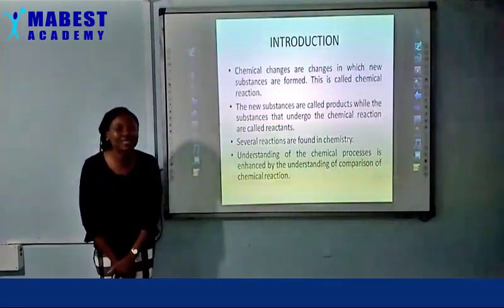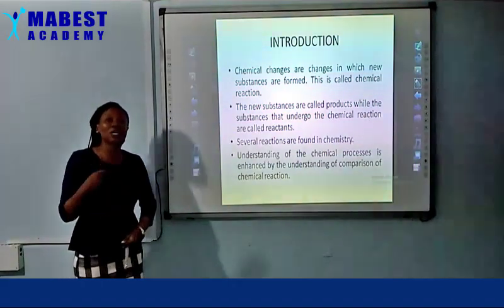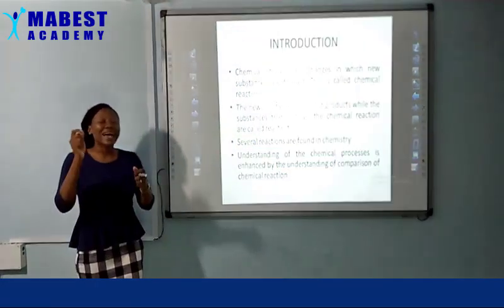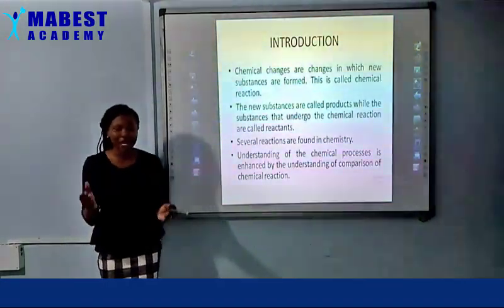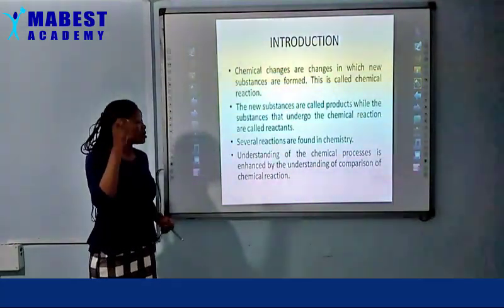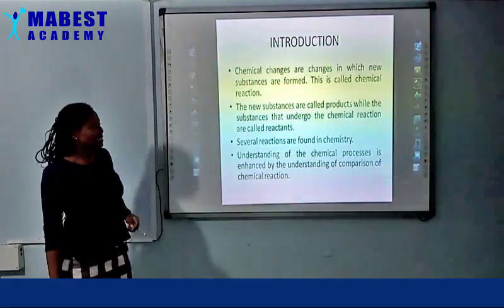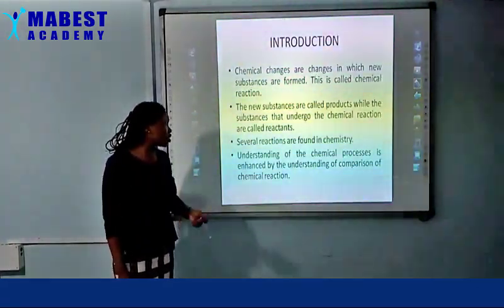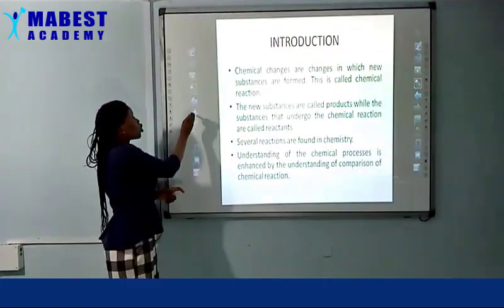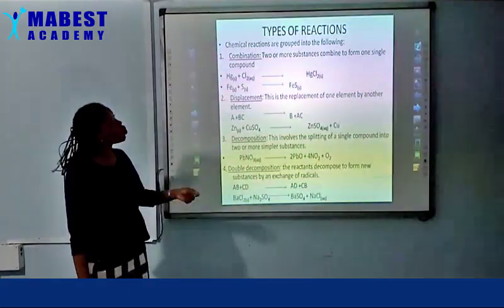And these new substances are called products. I mean, the new substances formed after a chemical reaction are called products, while the substances that undergo the chemical reaction are called reactants. Therefore, the reaction between the reactants is actually called a chemical reaction. There are several reactions in chemistry. In fact, your understanding of chemical reaction will help you to really understand what chemical processes are. Let's look at the different types of reactions one after the other.